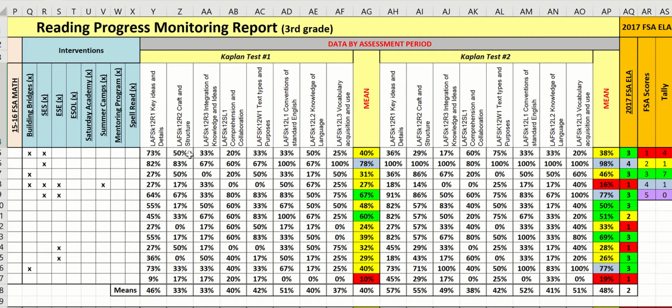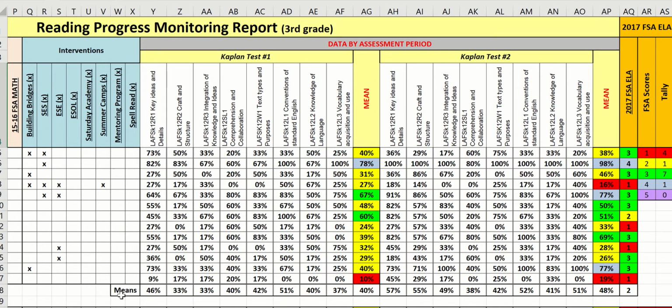The mean is their overall test score. So like on this first test, this first student scored a 40%. Second student scored a 78%. And then the second time around, this first student scored a 38%. So they actually went down where you would expect them to go up as the year progresses. The second student went from a 78 to a 98, so they definitely showed some growth. So the idea is that we would like to see the second set of scores increased from the first set.